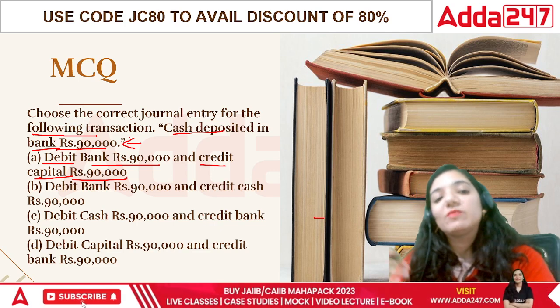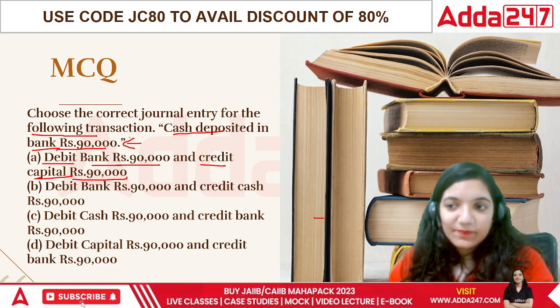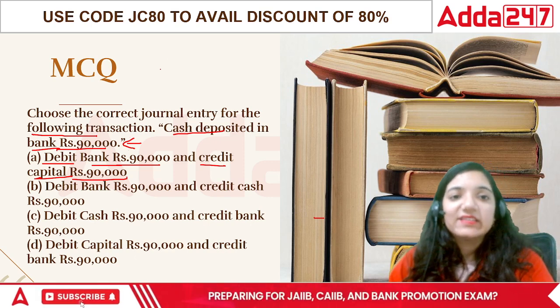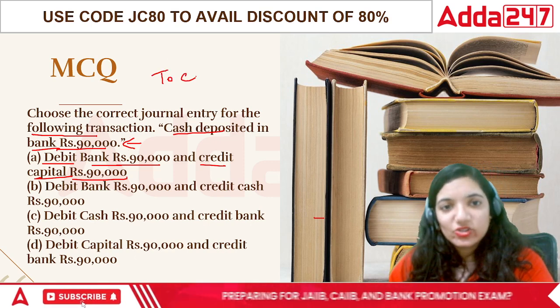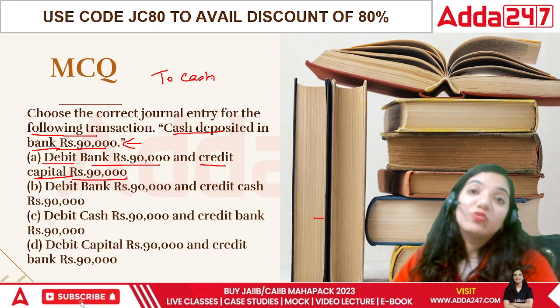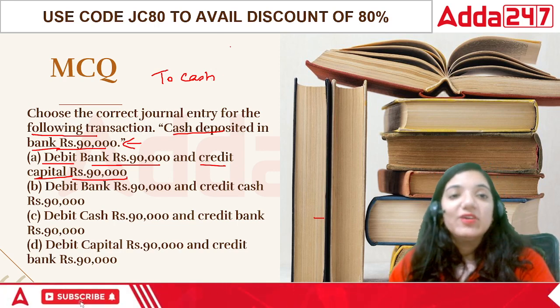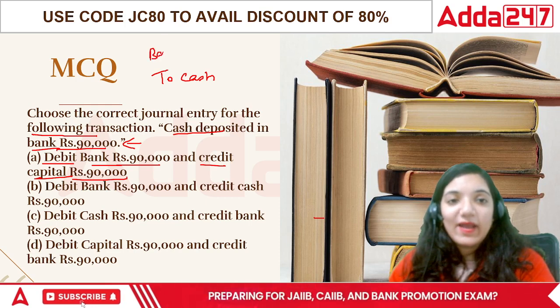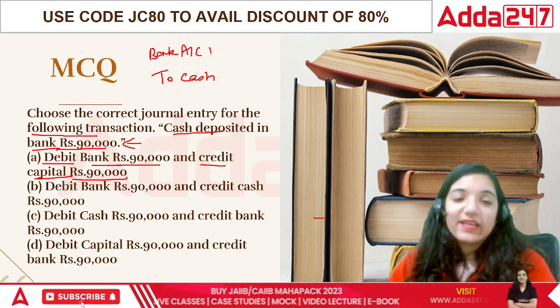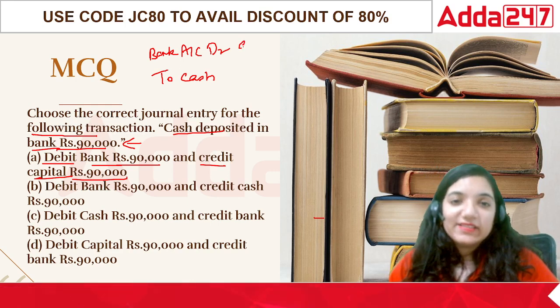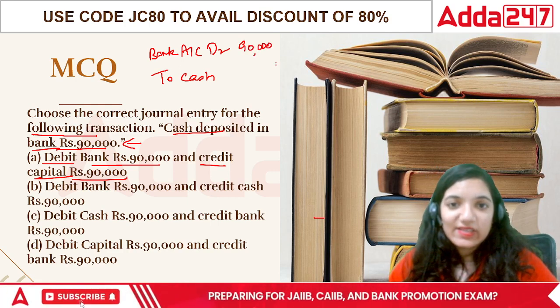If I deposit money into bank, what is it called? Debit what comes in, credit what goes out. So basically in this case I am losing cash. And where is this cash going? The cash is ultimately getting into the bank. So the journal entry should be the bank account is debited and cash account is credited. So which particular point is actually similar to this answer?